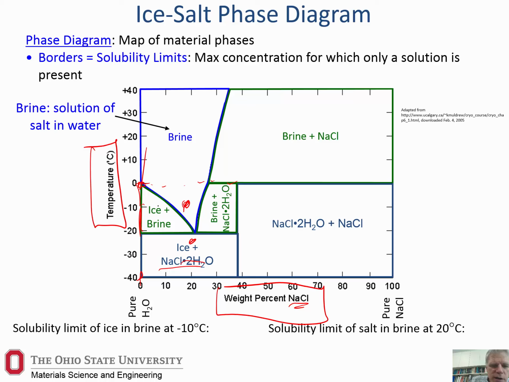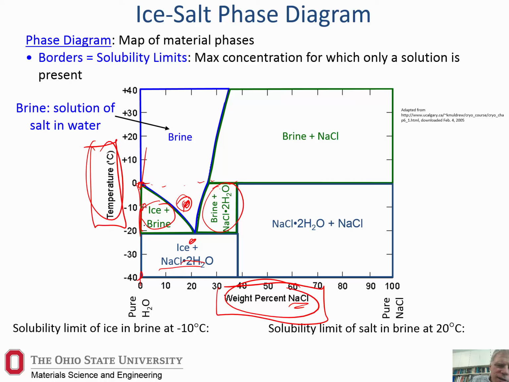But the most fundamental thing you see here is you got different regions. This is ice over here, ice plus brine, all water, brine with another phase in it, water with sodium chloride with another phase in it. And that's the most simple way we can use this. It's a map where we've got composition and temperature. It shows you what you're going to get.